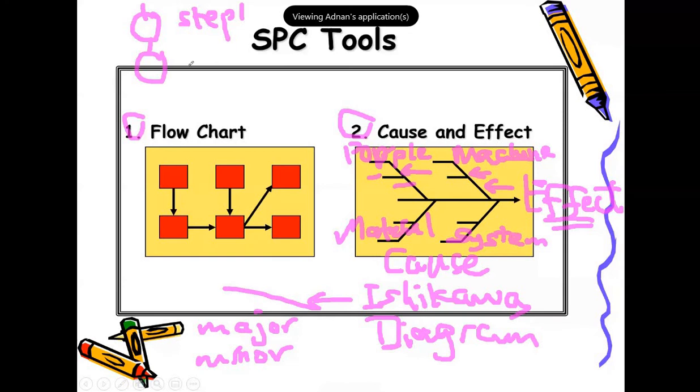Okay, step number 2. For example, when you go to the registration office to renew your IC, or you want to request for your passport, you have to follow certain steps. What is step 1, step 2, step 3? Instead of explaining verbally in a descriptive paragraph, it's easier to put it in a flowchart.